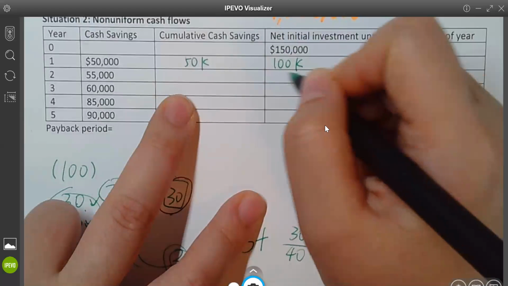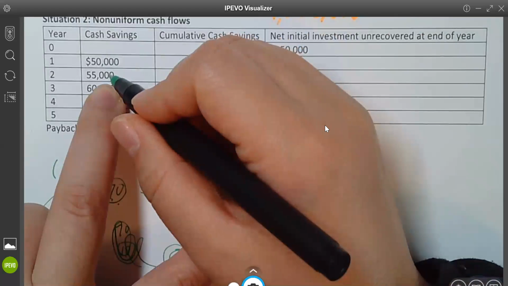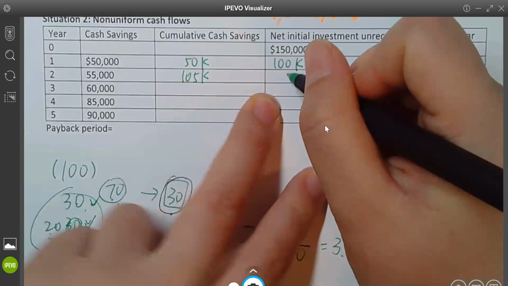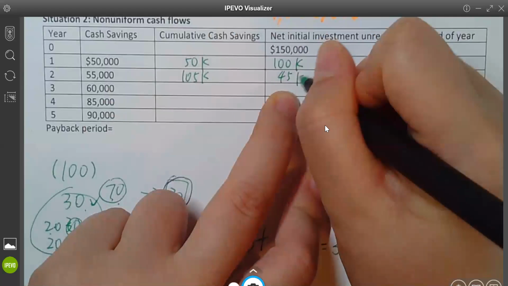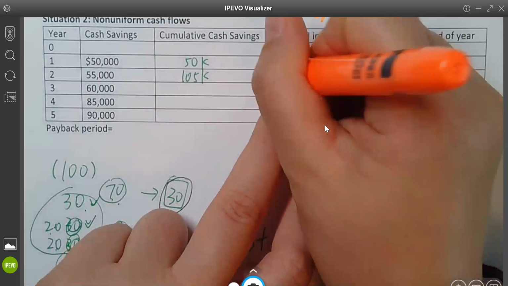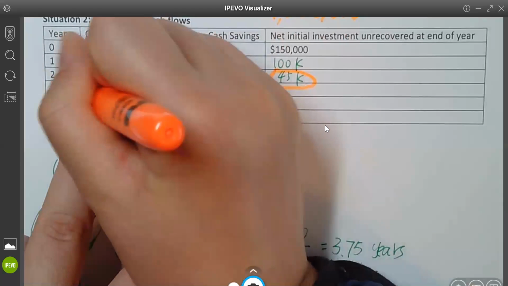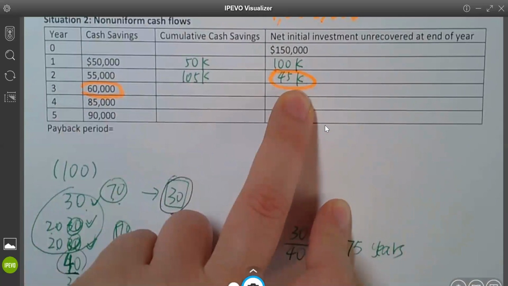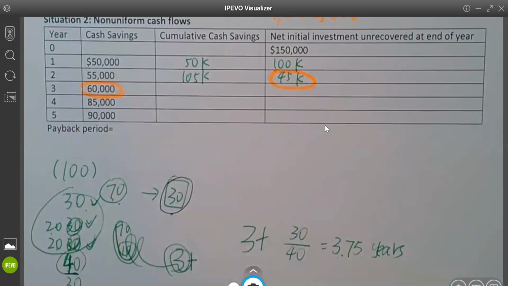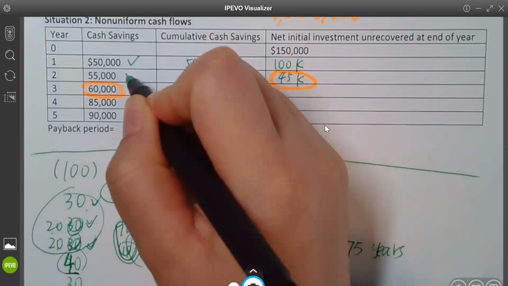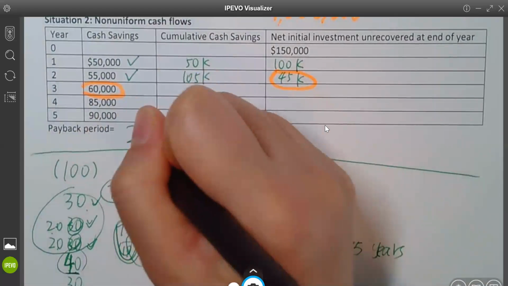So now you still owe me 100,000. After the next year, you have paid 105,000 in total, right? So now you just owe me 45,000. You just owe me 45,000, and then for the third year, you will pay me 60,000, but I don't need the full 60,000. I just want to get 45,000. So how many years do I need? I need the first year and the second year, so I need 2 years.